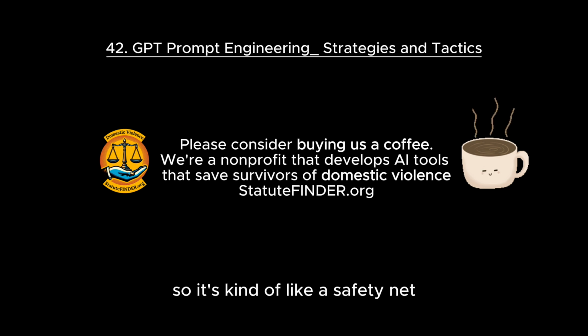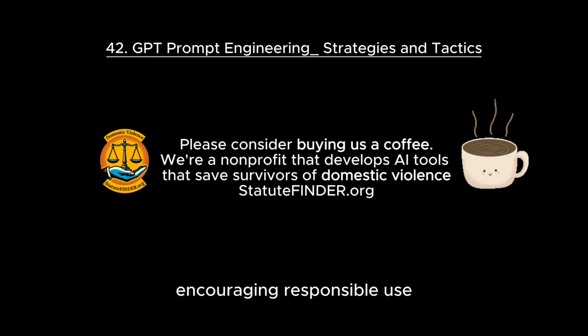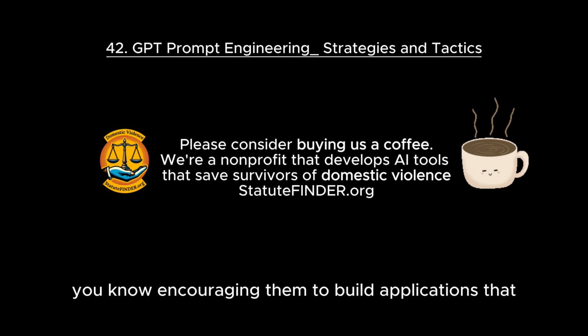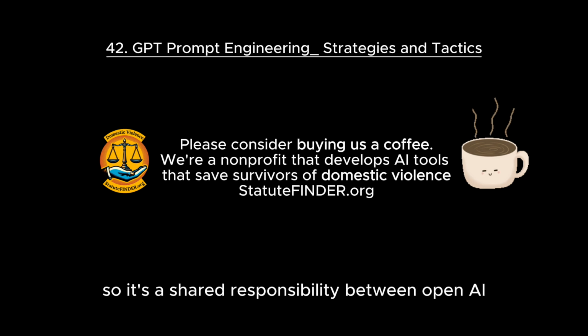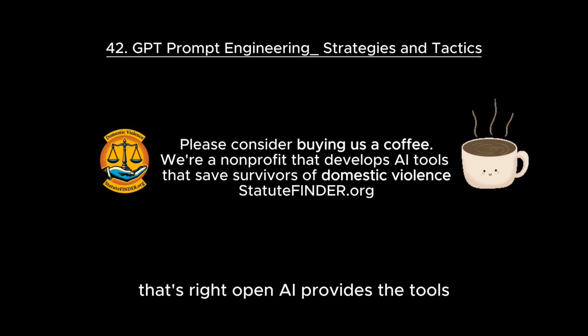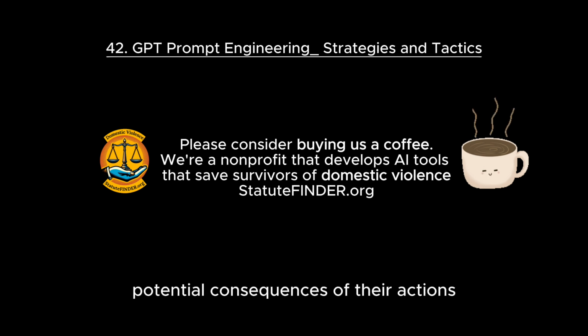So it's kind of like a safety net to catch some of the more blatant misuse. Exactly. And while it's not foolproof, it's definitely a step toward encouraging responsible use. Okay. They also have guidelines for developers, encouraging them to build applications that use their models safely and ethically. So it's a shared responsibility between OpenAI and the developers who are using their technology. That's right. OpenAI provides the tools, but it's up to the developers to use them ethically and to think about those potential consequences of their actions.